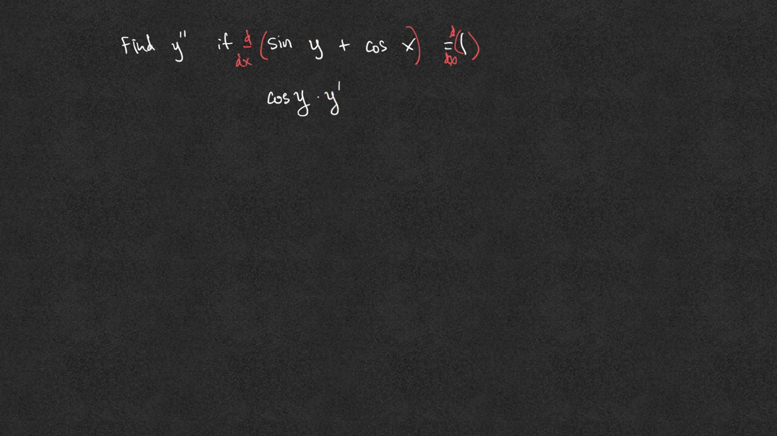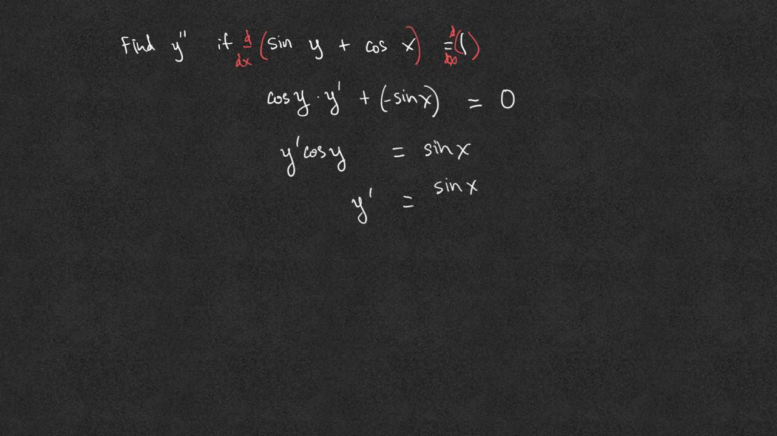The derivative of cosine of x is negative sine of x. This time there's no need to write y prime because the variable is x. And don't forget to differentiate on the right-hand side as well. The derivative of 1 is 0. And so we have cosine of y, y prime, equals sine of x. And so y prime equals sine of x over cosine of y.